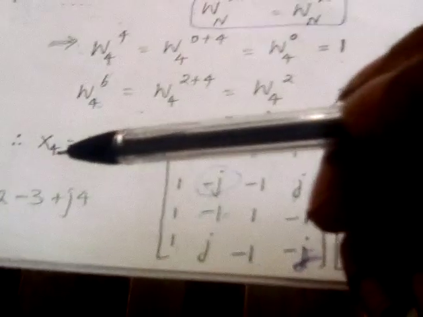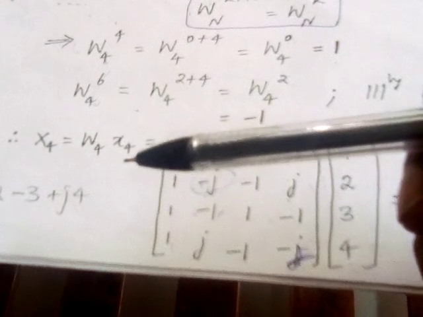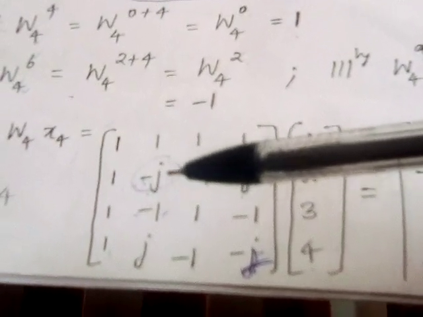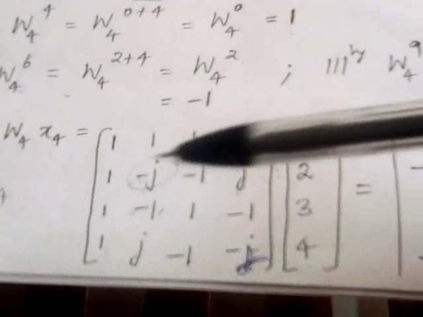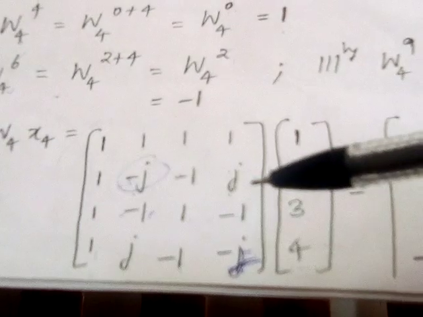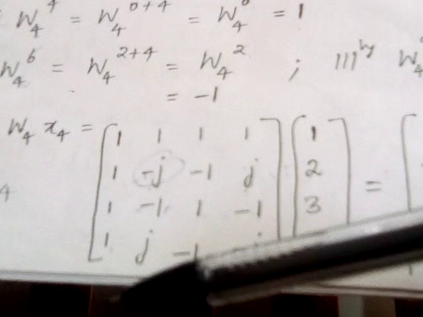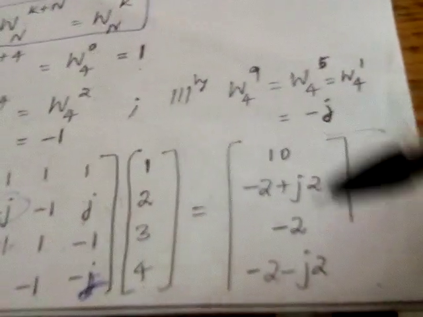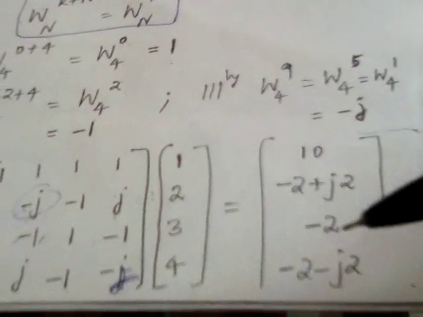W4 matrix: capital X4 is equal to W4 into small x4. So first row, first column is 1, and then you know W4 power 1 is minus j. How to memorize this? Easily you can memorize this. Minus j, opposite is plus j. If this is minus j, this will be j, minus j. The diamond is minus 1 and the center is 1. Small x is 1, 2, 3, 4. Calculate it, matrix multiplication, get the answer. This is the answer we got by definition 2.